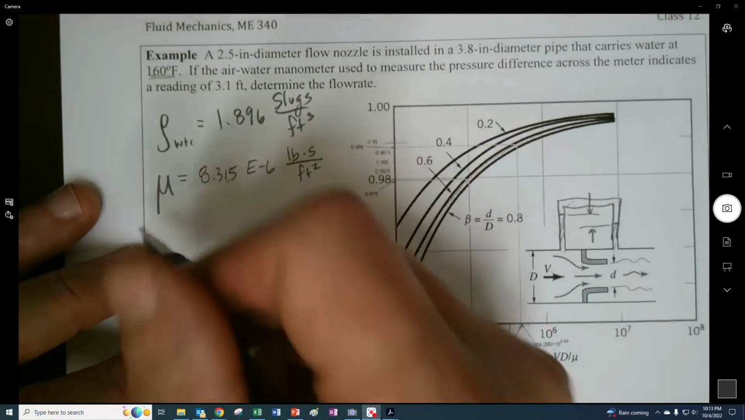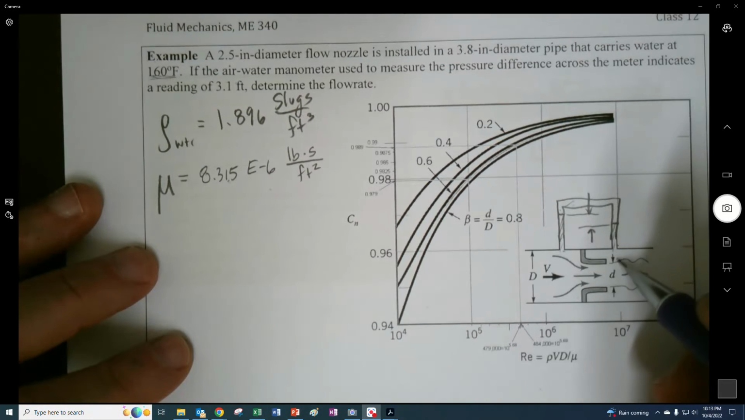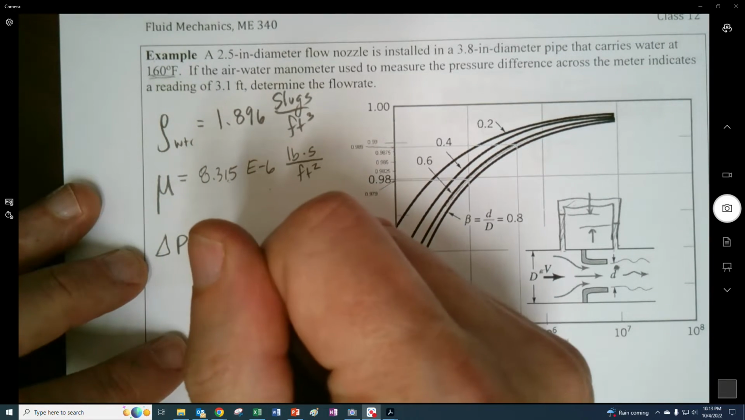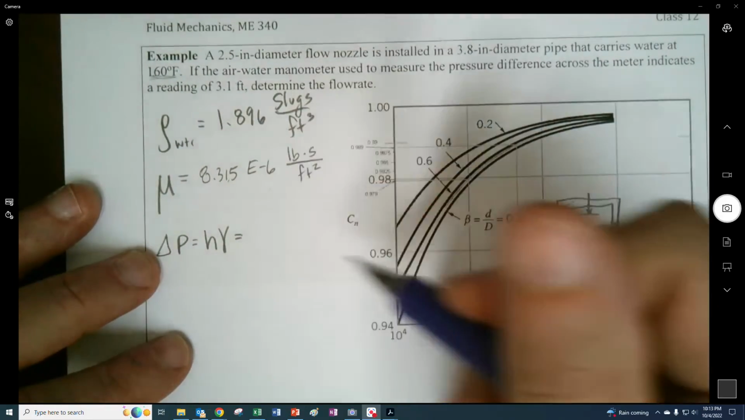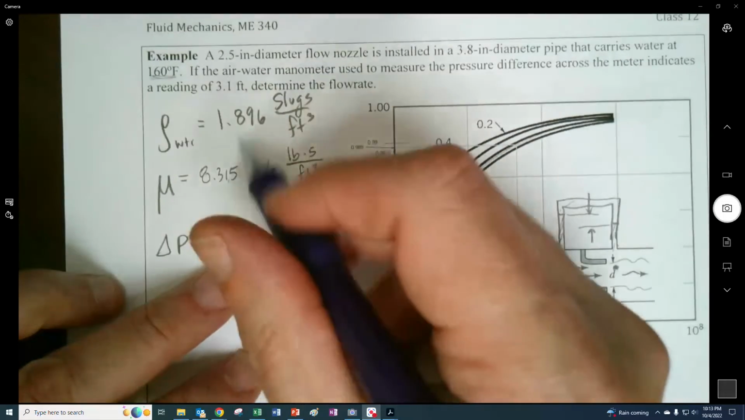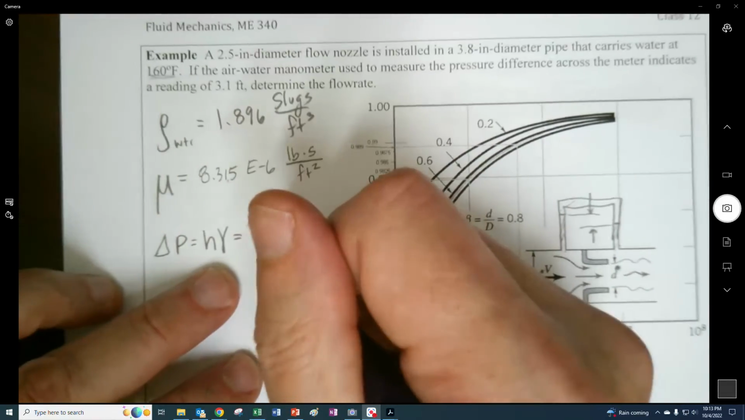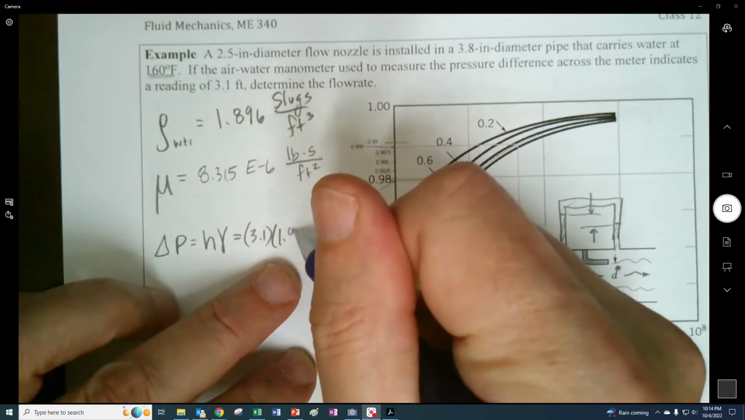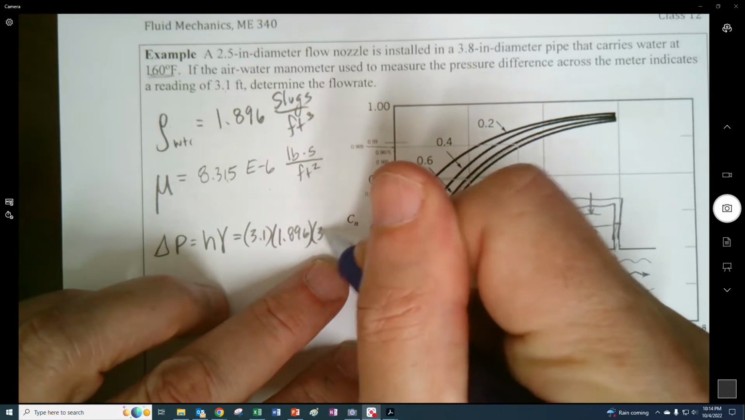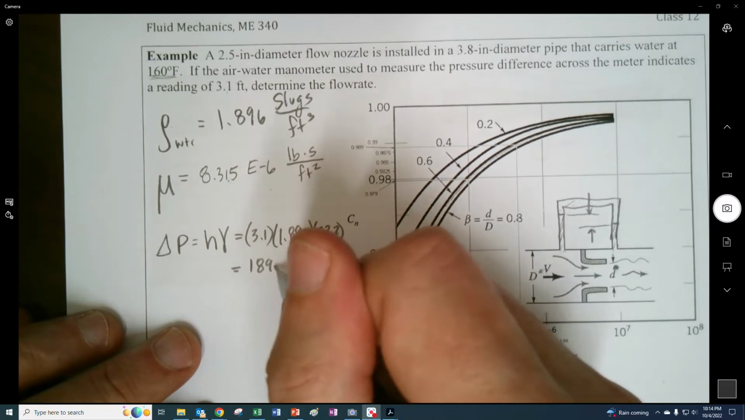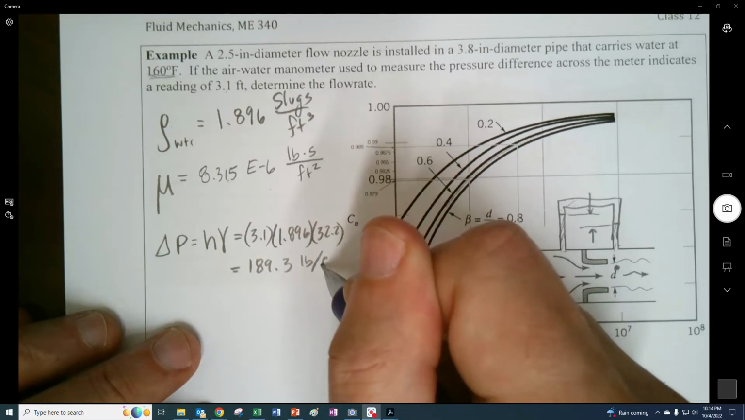The delta P that I want to have, so P2 is where we want to get to versus P1, which is over here. So delta P is going to be equal to h gamma. So we need to use the correct rho in there. That's going to use rho times g for this. So we have 3.1 feet, which is given, times the density, 1.896, and we need gravity, 32.2. What that's going to give us is 189.3 pounds per square foot.